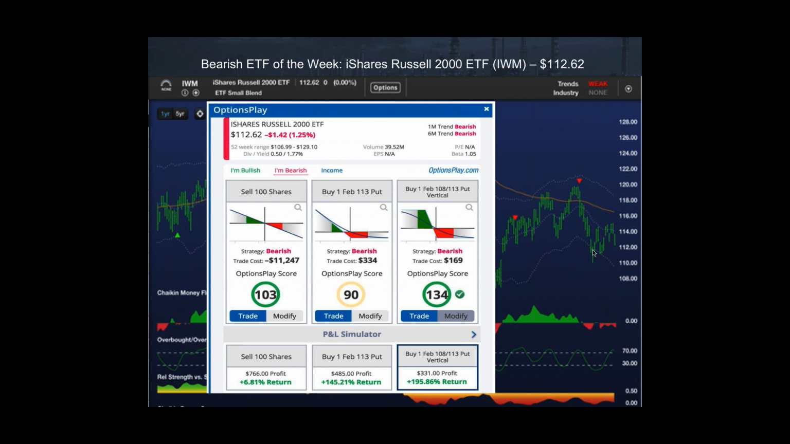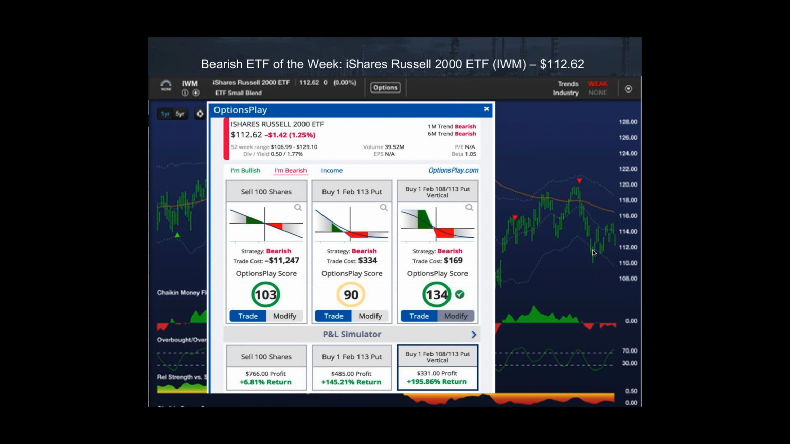So here's a trade that I recommended in my weekly market insights. I expected the market, as I said, to rally the first couple of days of January. And based on that, I said if IWM rallies 1.5 to 3%, put on a bearish position. And in this case, Options Play gave me a beautiful spread, the 113-108 vertical put spread. Had a good probability risk-reward ratio, limited risk, the cost of the spread.